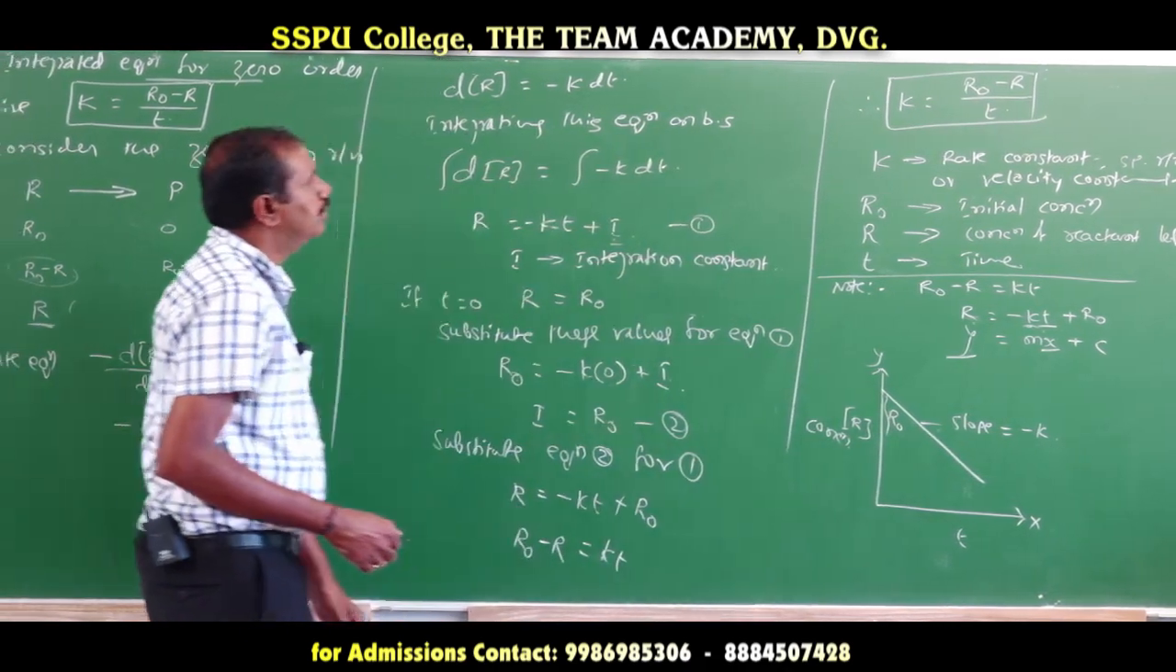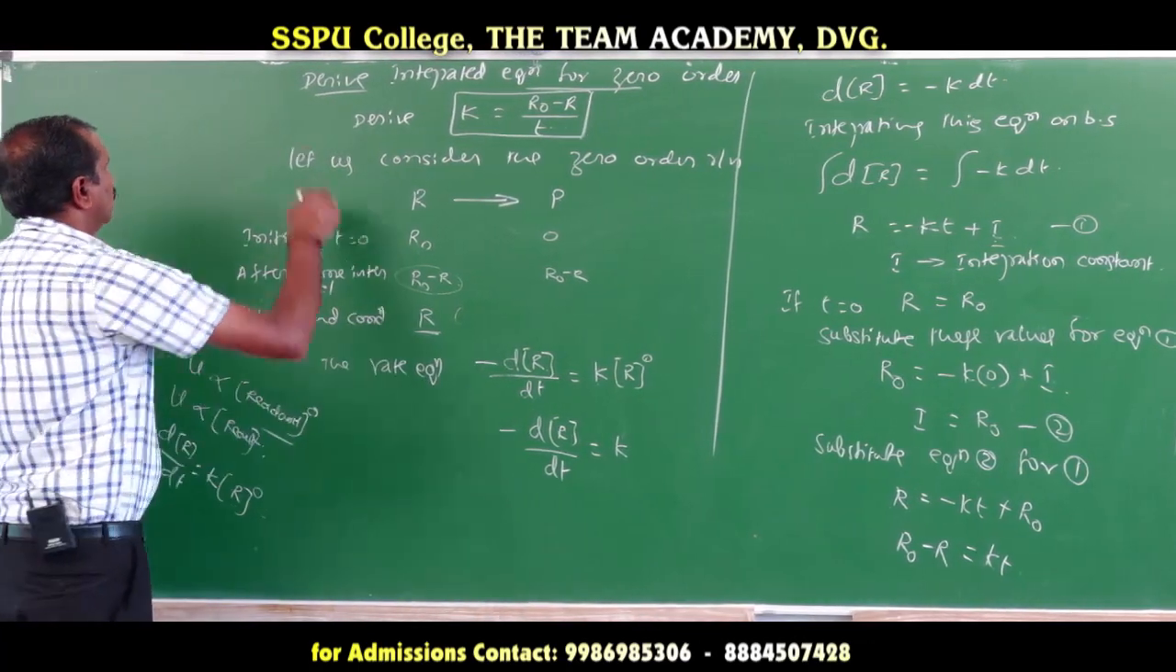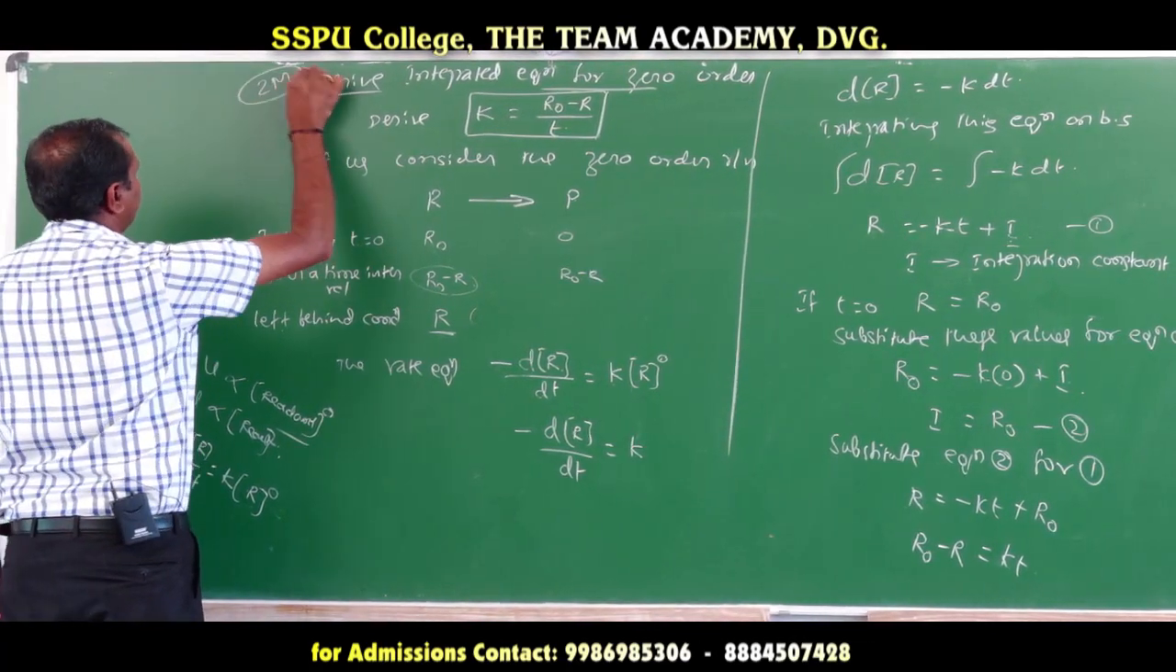with an intercept of R naught. So this is the integrated equation for zero order. It is most important for examination for 2 marks.